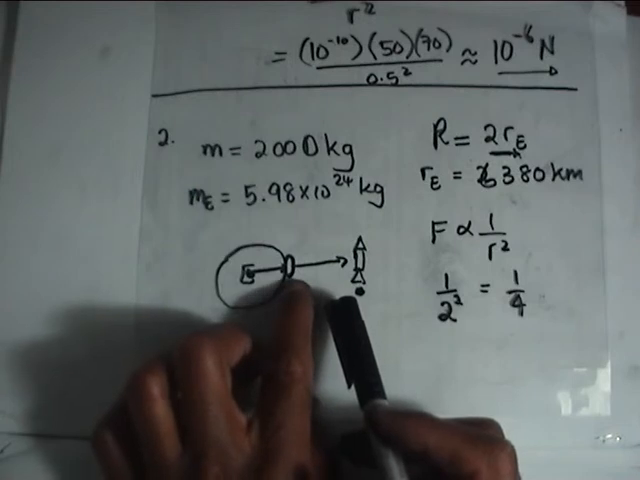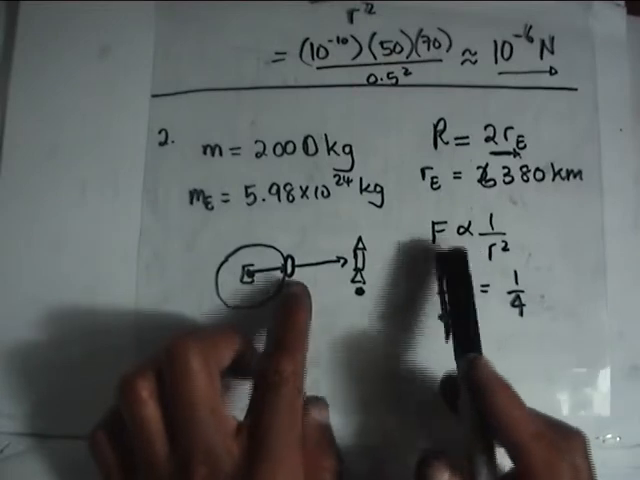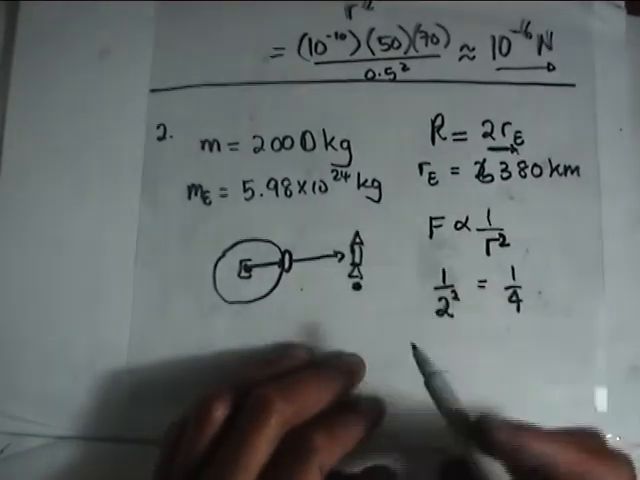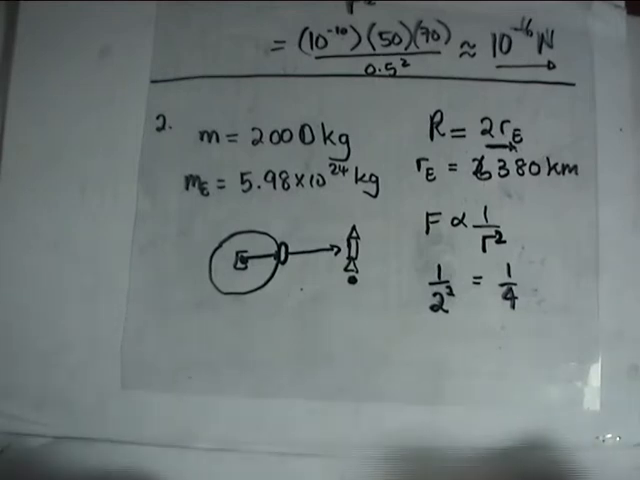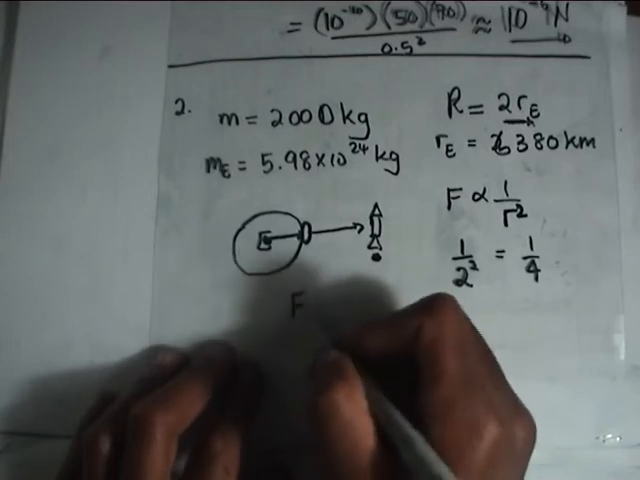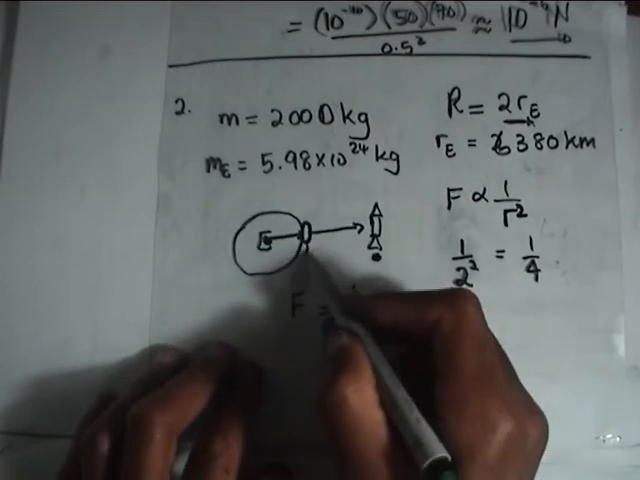At the surface of the earth. I hope that makes sense. It has decreased by 1 over a quarter because of the what? Of the inverse square law, that F is inversely proportional to the square of the radius. So this basically means the force of gravity at this point is equal to a quarter of when it's at the earth's surface.